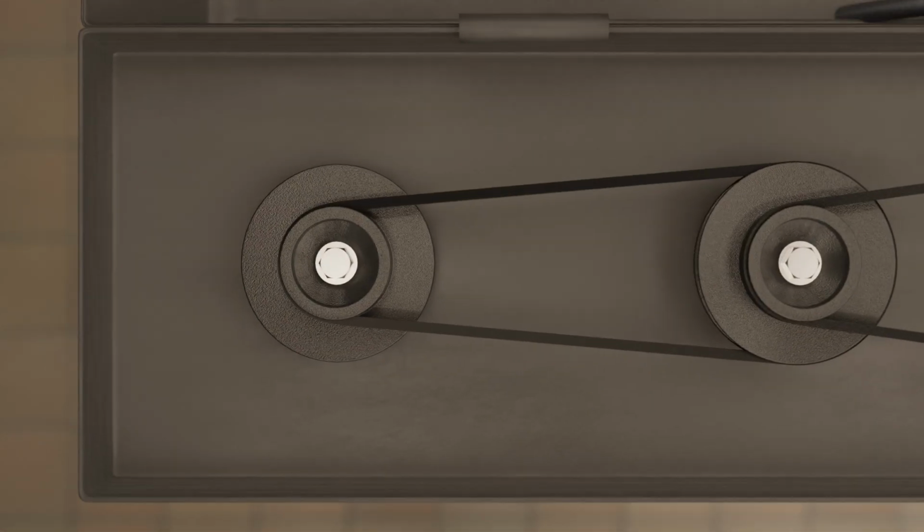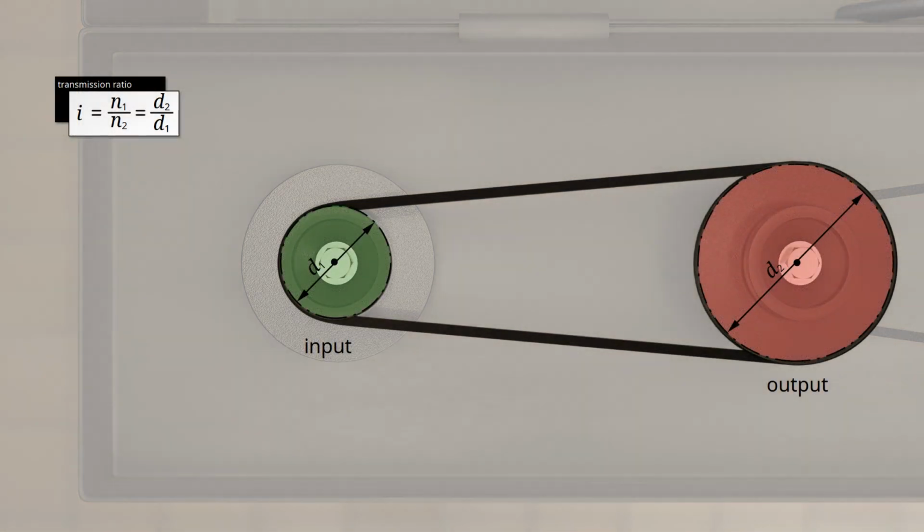Belt drives use a belt instead of a chain. Power is transmitted by friction between the belt and pulley rather than by interlocking elements. The transmission ratio is determined by the ratio of the differently sized pulleys. Again, the change in torque can be explained by the different sizes of the lever arms on which the force acts, resulting in an increase or decrease in torque depending on the transmission ratio.